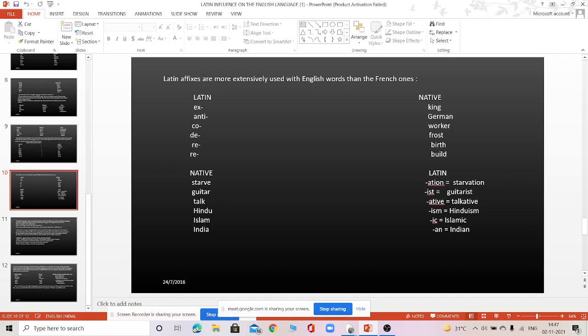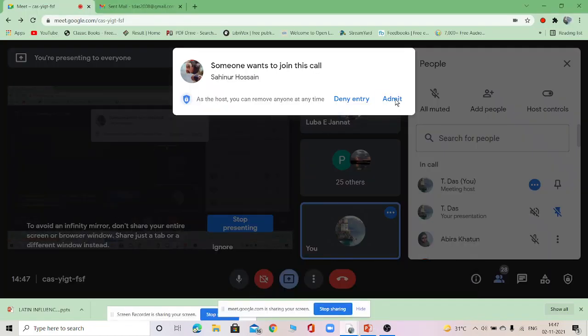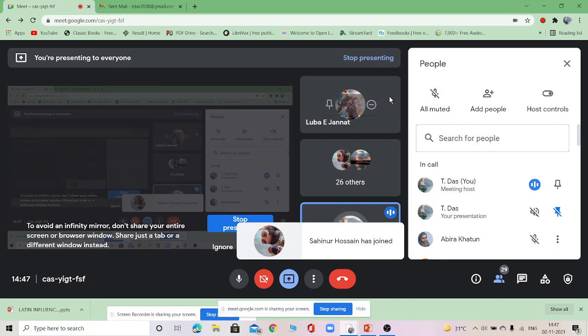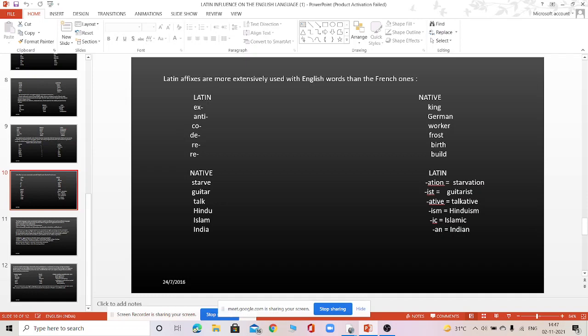So this is a new word, starvation. The combination is like this, and it goes on like this. Again, you will see, for example, guitar plus ist, guitarist, a person who plays the guitar. Talk plus ative, talkative, someone who talks too much.